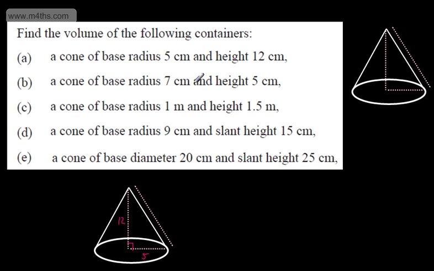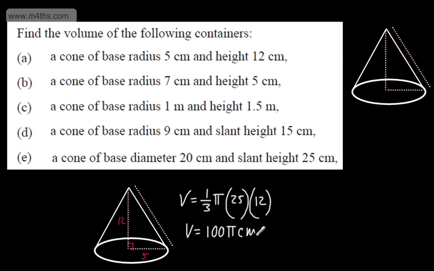of 5. So I can say that the volume is going to be equal to 1/3 multiplied by pi multiplied by the radius squared. 5 squared is going to be 25, and then we're going to multiply this by the height, which is going to give me 12. If I do this now, I can do it either on a calculator or non-calculator. 25 times 12 is 300, divided by 3 is going to give me 100. So we could say that the volume is going to be 100 pi, and that would be centimeters cubed.